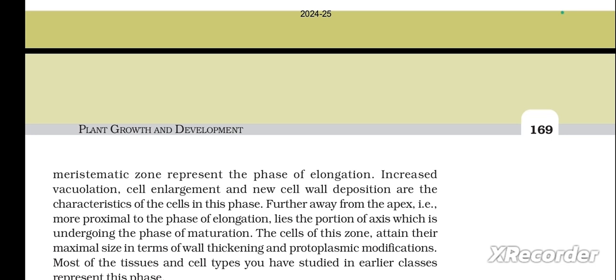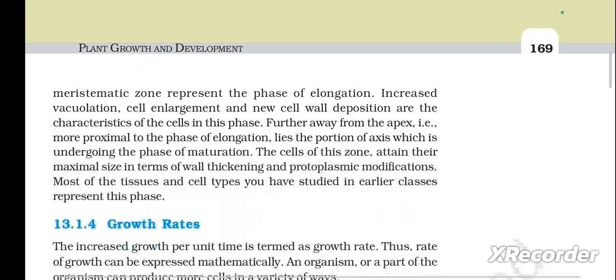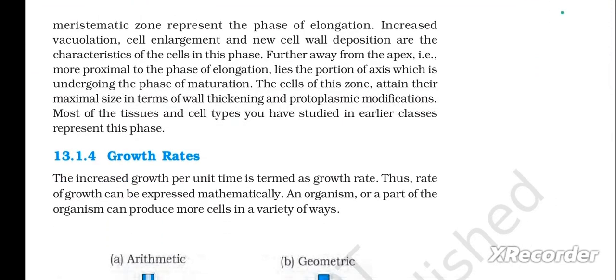Further away from the apex, that is more proximal to the phase of elongation, lies the portion of axis which is undergoing the phase of maturation. The cells of this zone attain their maximal size in terms of wall thickening and protoplasmic modifications. Most of the tissues and cell types you have studied in earlier classes represent this phase.